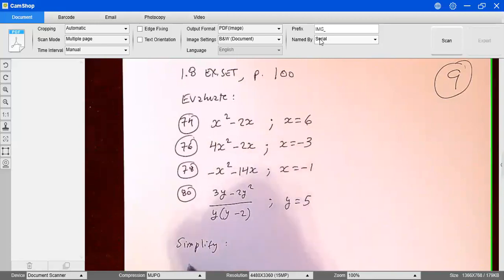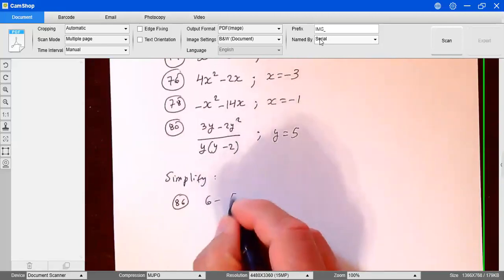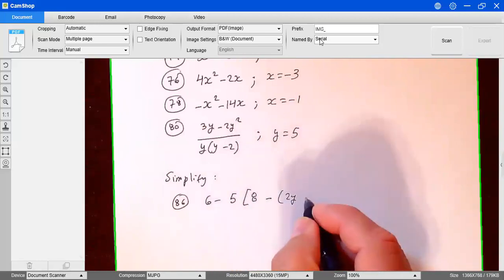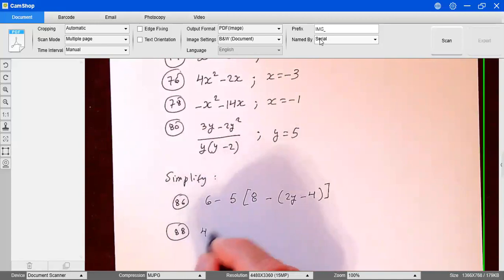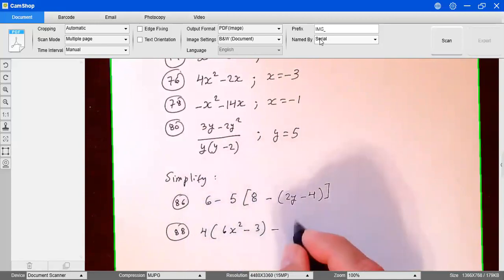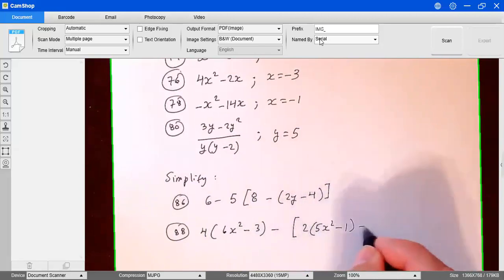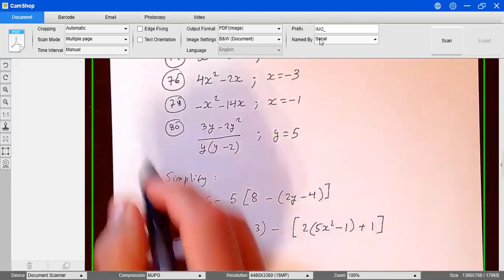So you're going to work on problem 86. You're going to simplify 6 minus 5 that multiplies a minus 2y minus 4. And finally, 88 is going to be 4 that multiplies 6x squared minus 3 minus 2 that multiplies 5x squared minus 1 plus 1.